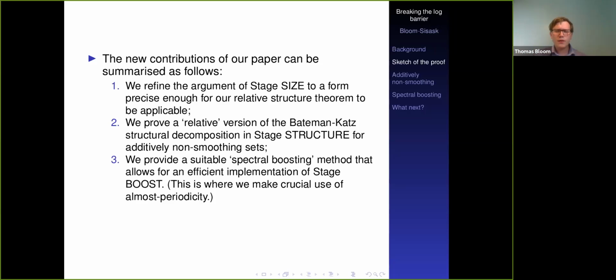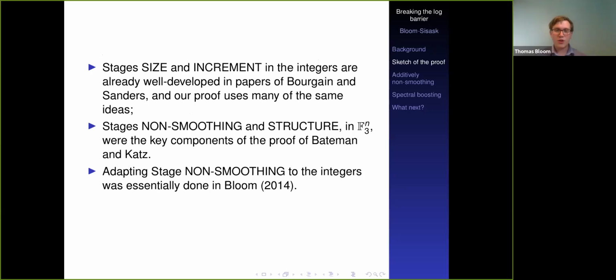And finally, step 4, the boost stage, is certainly in its current form new to this paper. So one needs some kind of suitable spectral boosting method. In a sense, the work of Bateman and Katz had an alternative approach, as did the recent work of Schoen, in how one deduces from this stage 3 structure a good structured piece. But really, to get past this barrier of n over log n, you really need to, so when I said very additively structured and very large Fourier coefficients, you really need to jump up quite a lot.